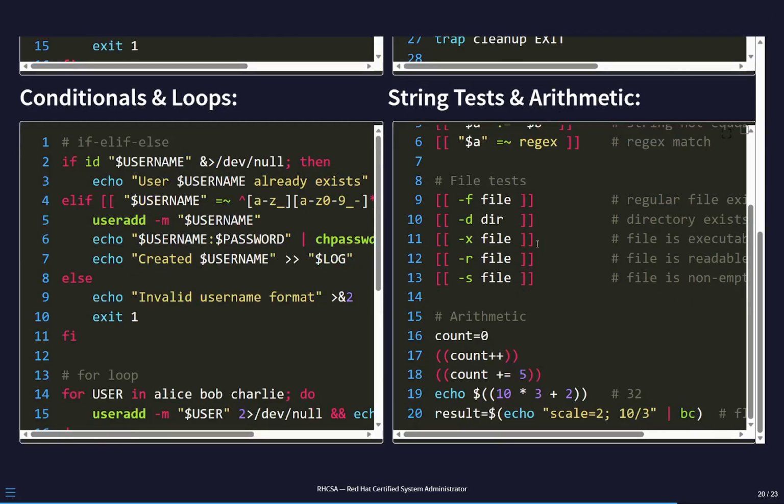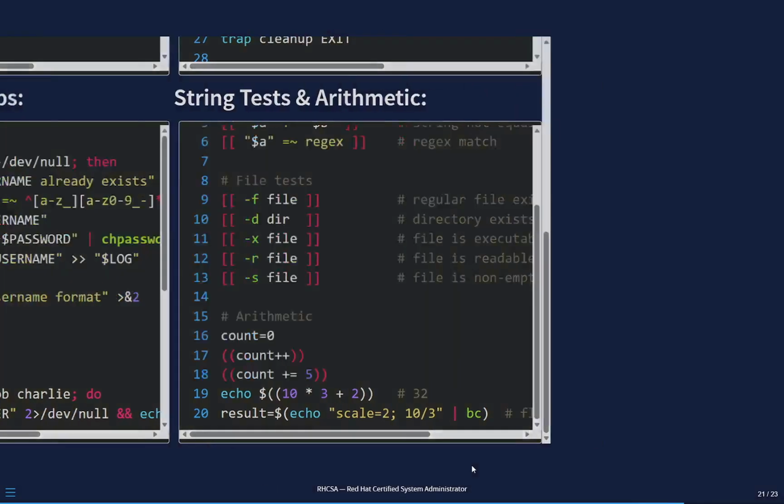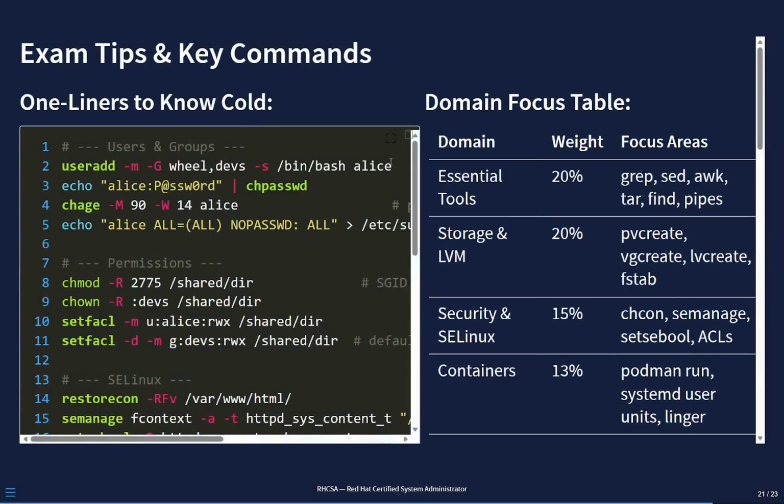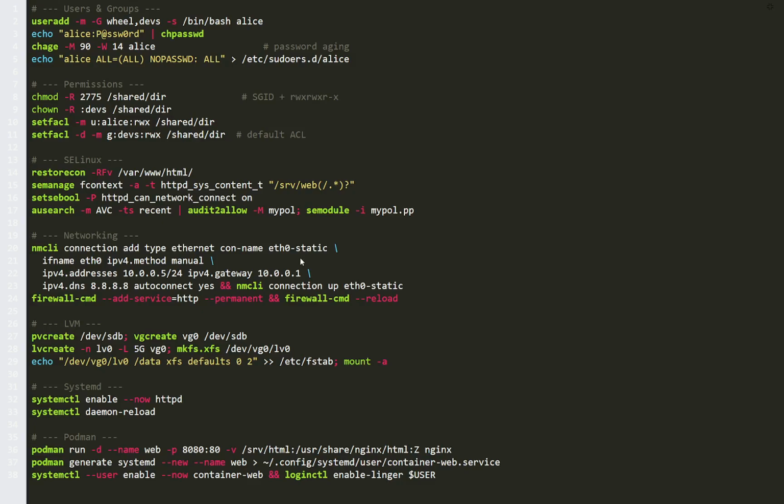The /httpd/conf/httpd.conf pattern is how you check whether a service is installed before trying to configure it. Next, let's talk strategy and the commands you need in your muscle memory. The one-liners block is your quick reference for the most common exam tasks.